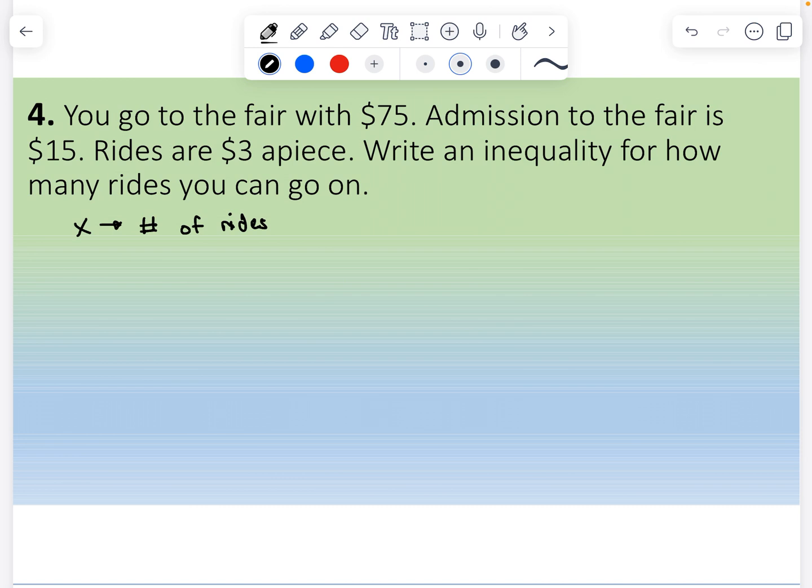Then I look for the total. Well, in this problem, 75 would be our total. But I'm going to leave a space. It's not equal to, right? We're doing inequalities, so it's going to be a greater than, a less than, or equal to symbol.